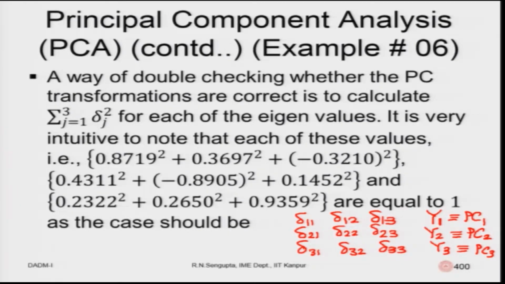Again, a way of double checking whether the principal component transformations are correct at each stage is to calculate the sum of the squares of delta 1 square plus delta 2 square plus delta 3 square at each stage. It is very intuitive to note that it will be 1. So, let us consider the values of delta 1 square, delta 2 square, and let me highlight them in a different way so it will be easy for us to understand.